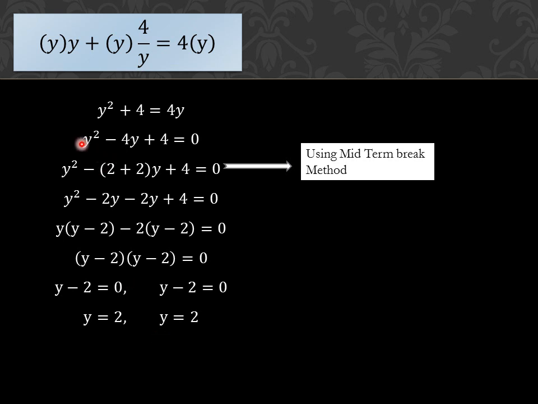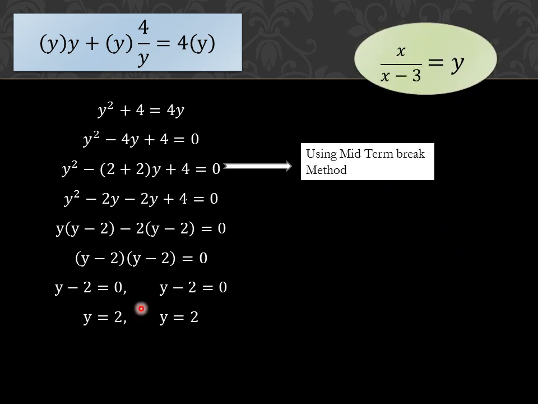You can also apply the formula here. You can also apply the formula of perfect square. Y square means a square minus 2ab plus b square, and you can close it to a minus b whole square. Both the solutions are possible of it.